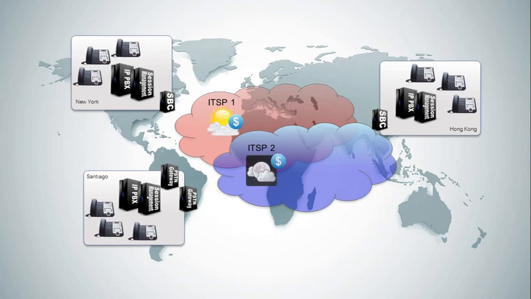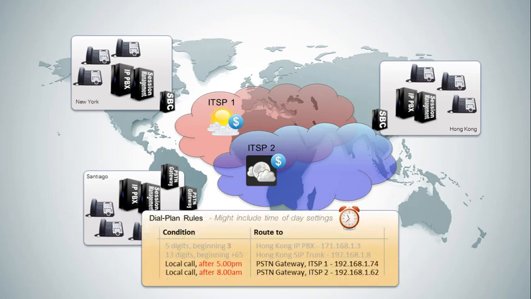Now, the rates of some TSPs vary at different times of the day, perhaps one being cheaper at night than the other. Accordingly, some routing servers will include a time of day option in their routing rules, enabling us to perhaps route through one provider during the day and another during the night.